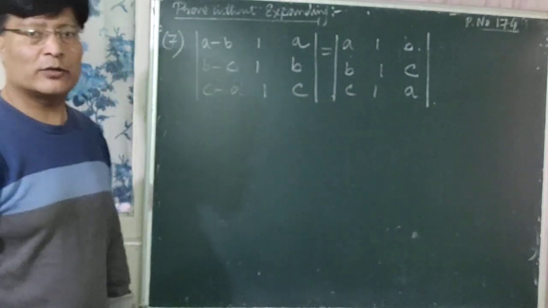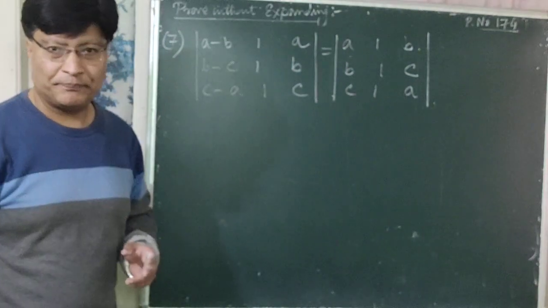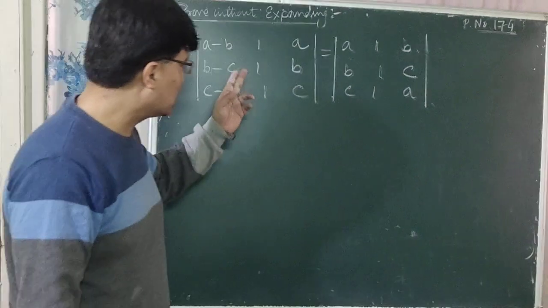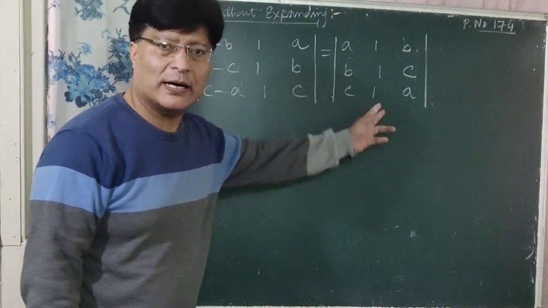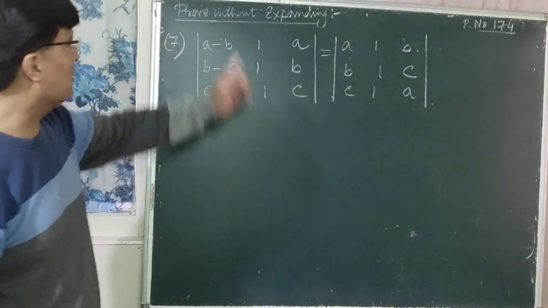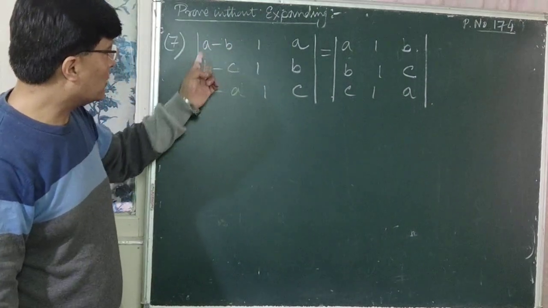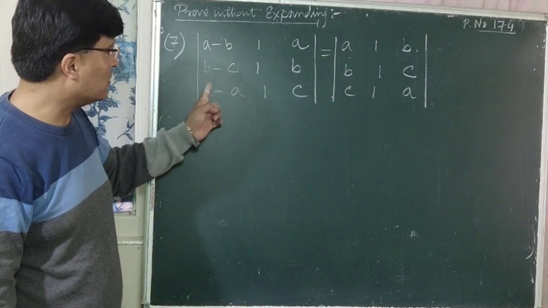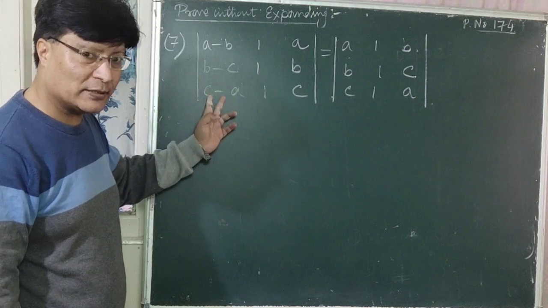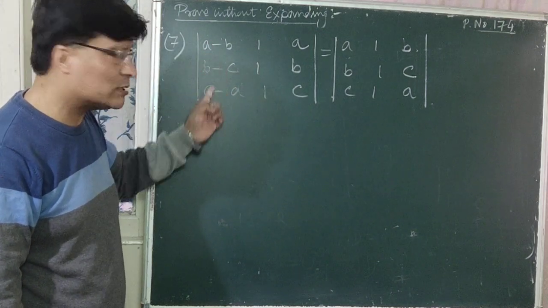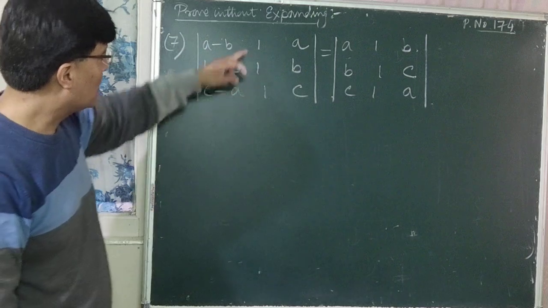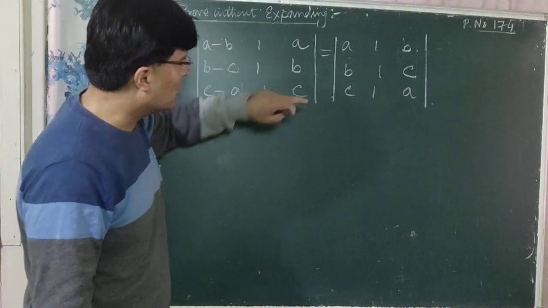Now again, we are doing question number 7. You have to prove this LHS is equal to RHS without expanding. Prove without expanding. So here in the first column there is A minus B, B minus C, C minus A. There are 2 elements here, and in between these 2 elements there is a minus sign in the first column. This is 1, 1, 1, this is A, B, C.